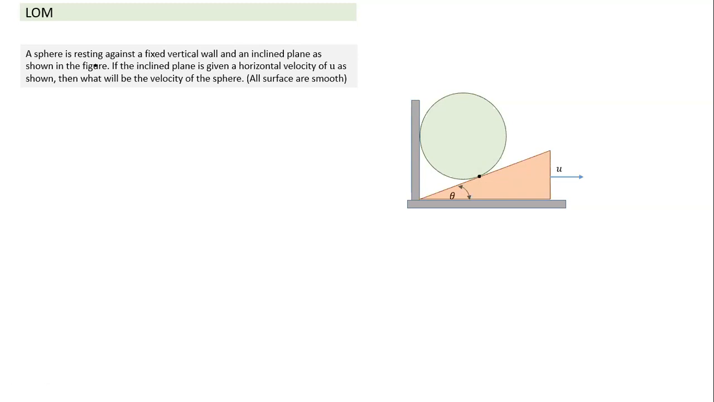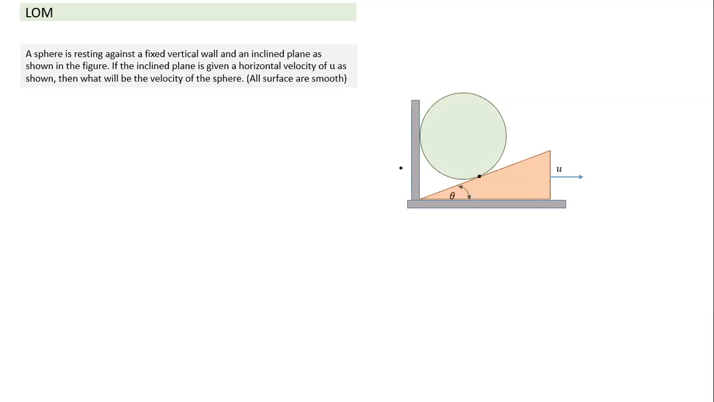Let's look at this. The sphere is resting against a fixed vertical wall and an inclined plane. The inclined plane is given a horizontal velocity u, like this. The moment we give this velocity, this sphere also will have certain motion. What we need to do is find out what velocity it will have and in which direction. All surfaces are smooth.